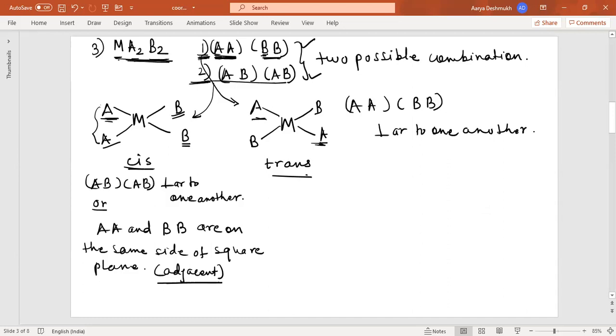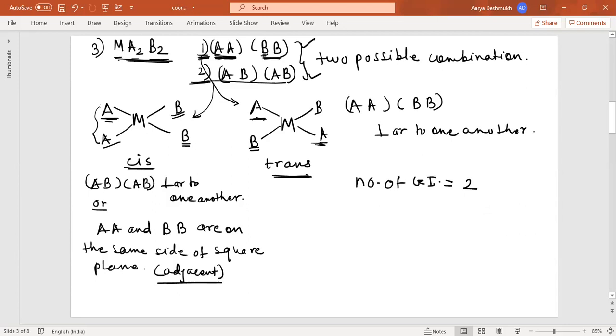Okay, AB and AB, two different ligands are on the same side of the square plane, and that is why this is the trans isomer. So how many geometric isomers are possible here? In Ma2B2 type of complexes, the number of geometric isomers equals 2.